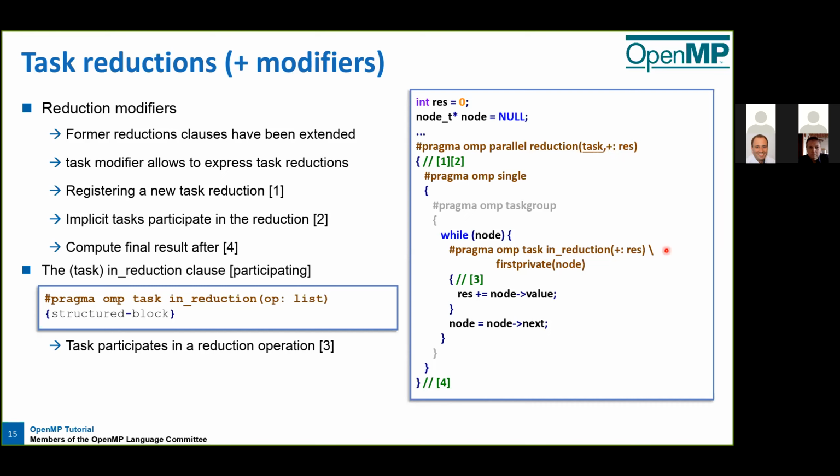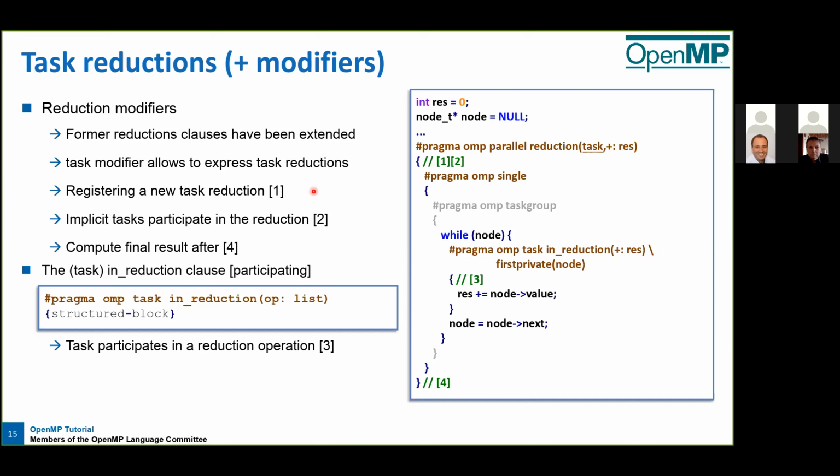Independent of if you use it at the parallel region with a task modifier, or if you use it at the task group construct as shown on the previous slide, the mechanism is more or less the same. However, we use slightly different words than what I used on my previous slide. So a variable is registered to be part of a task reduction.